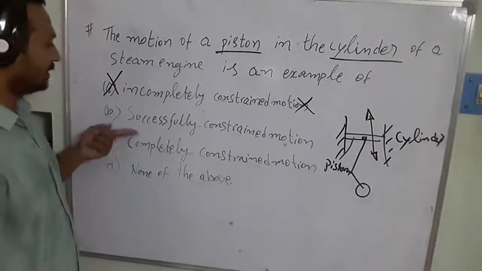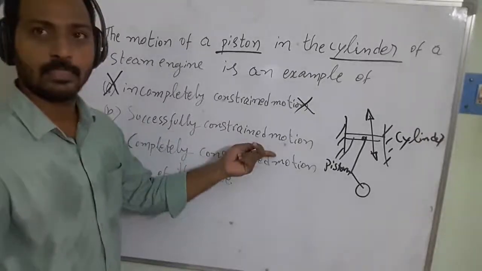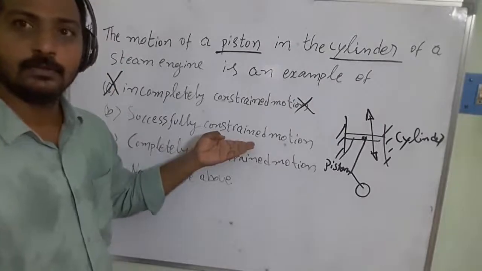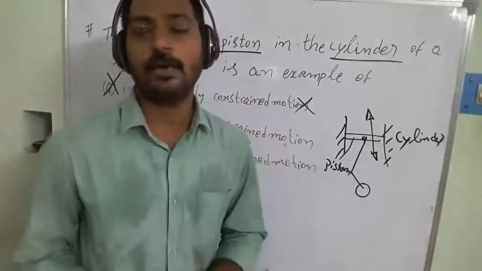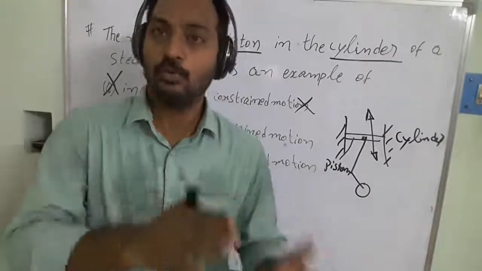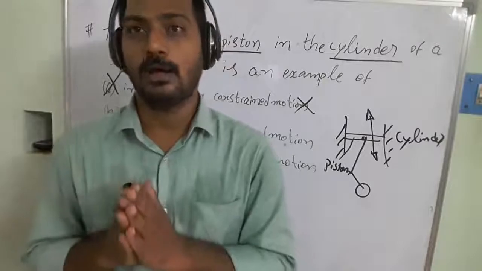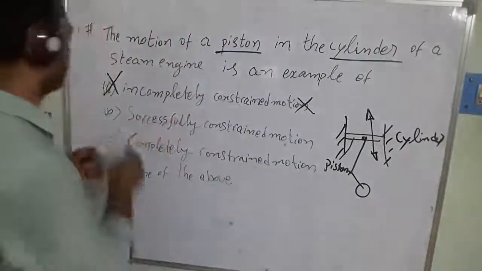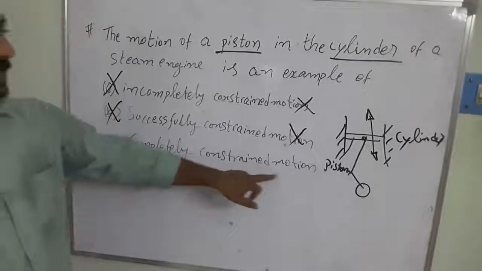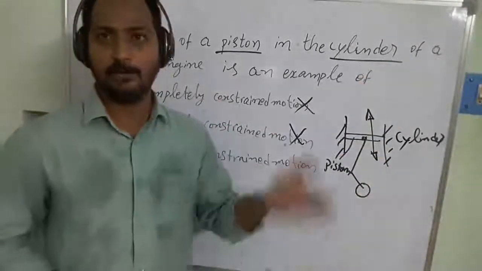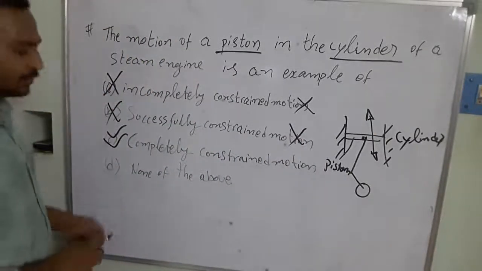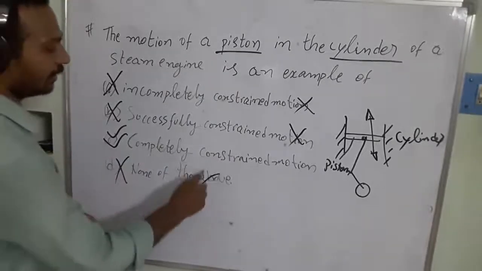What is the second one? Successfully constrained motion. In this case, is it successfully constrained motion? Because only one definite direction of motion is available, and the second motion is not available. That means an external force is not required to put the system in the proper direction of motion. So this is also the wrong answer. Then what is completely constrained motion? We know that only one type of motion is available, the up and downward direction. So this is the right answer. And D is none of the above, which is a completely wrong answer.